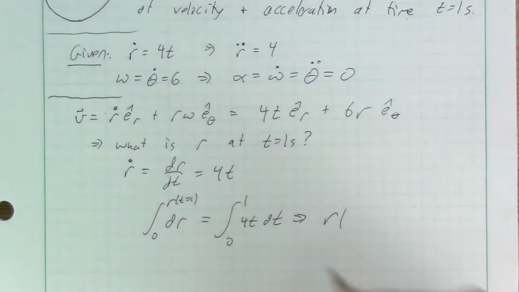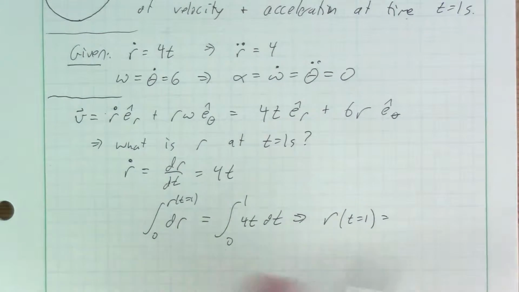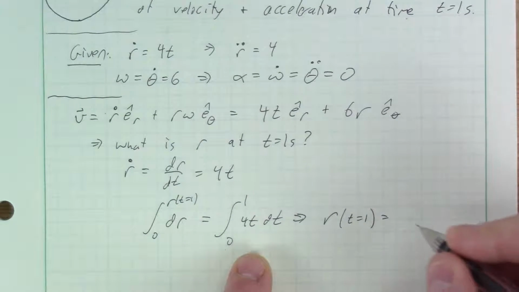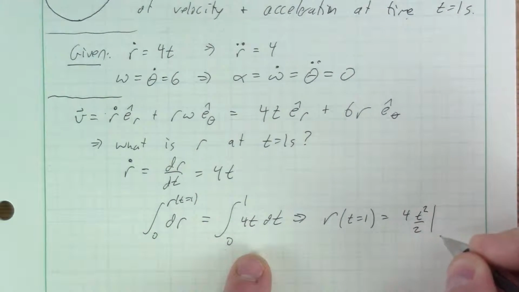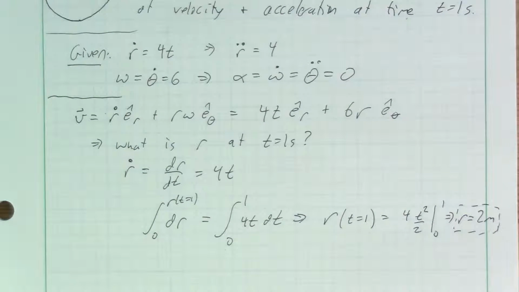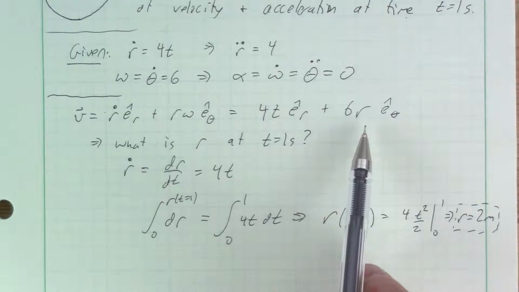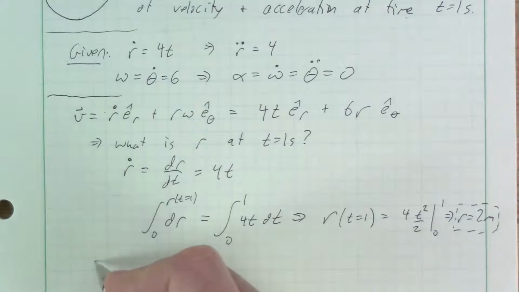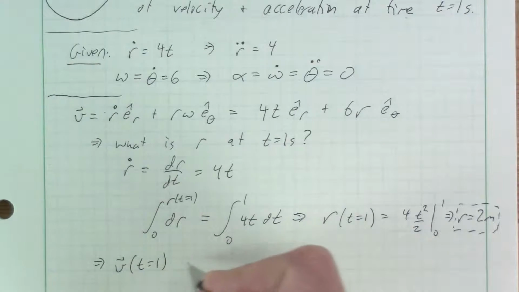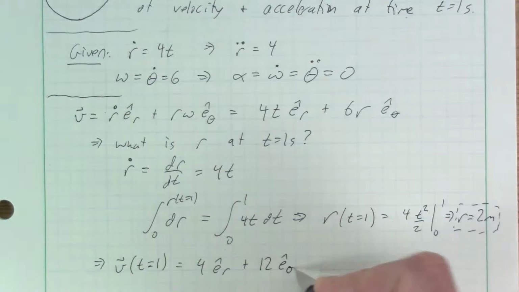All right, so our radius then at time 1 second, from starting at the origin at time 0, is going to be 4t squared over 2 from 0 to 1, which is then r equals 2 meters. So all we need to do now is at time 1, plug in t equals 1, our radius is 2 meters, plug in r equals 2, and we've got our velocity vector at time 1, which is 4 e hat r plus 12 e hat theta. These are in meters per second.